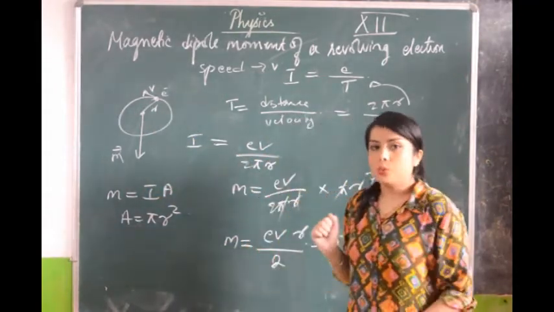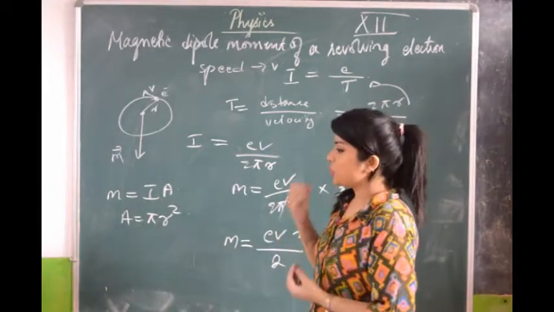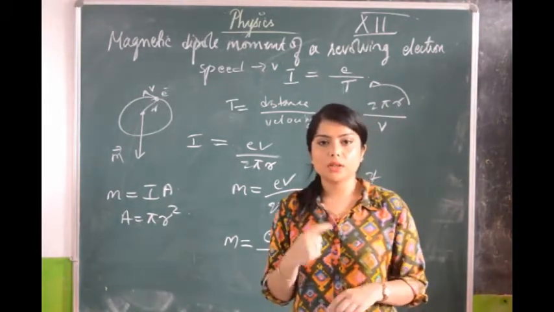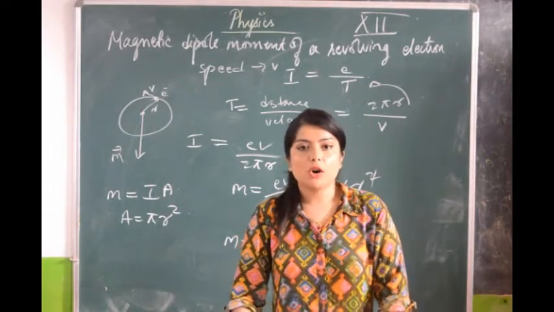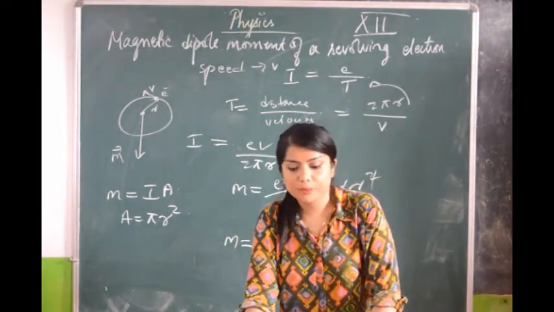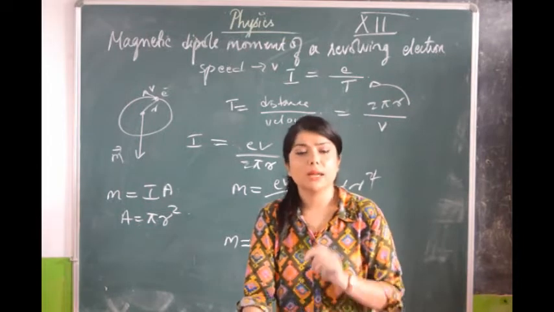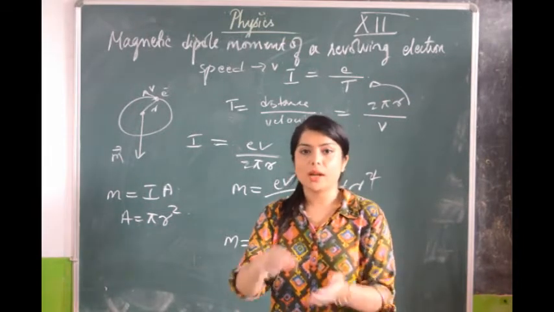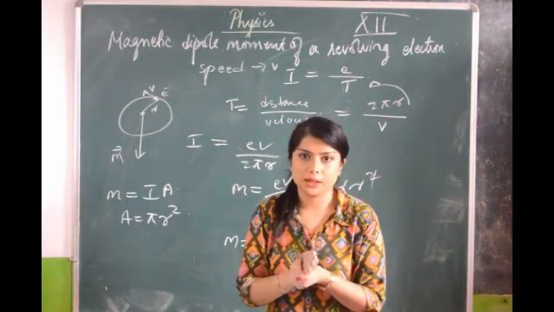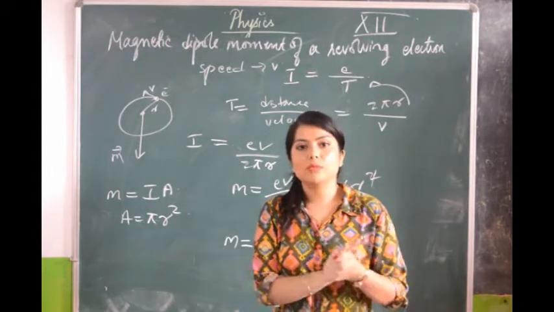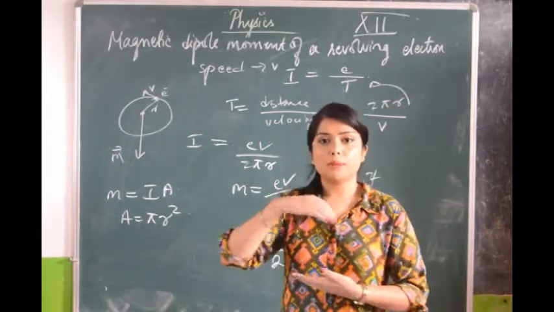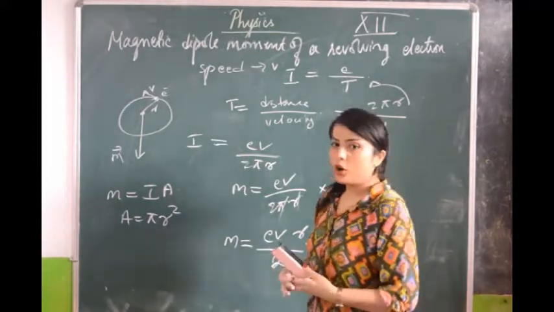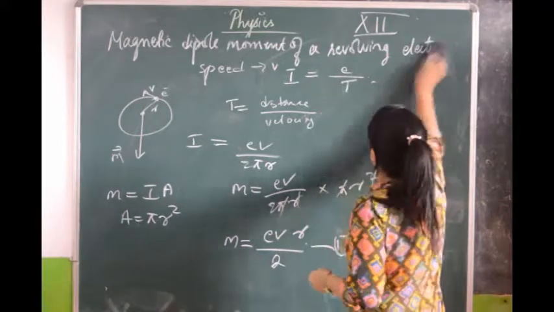Now whenever a charged particle moves in an orbital circuit, we also have to find the orbital angular momentum. You have studied linear momentum, which is when an object is moving in a straight path. Orbital angular momentum is when an object is moving in a circular path. So here we have to find the orbital angular momentum.